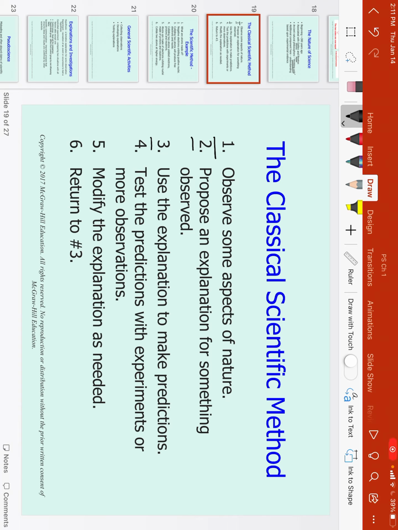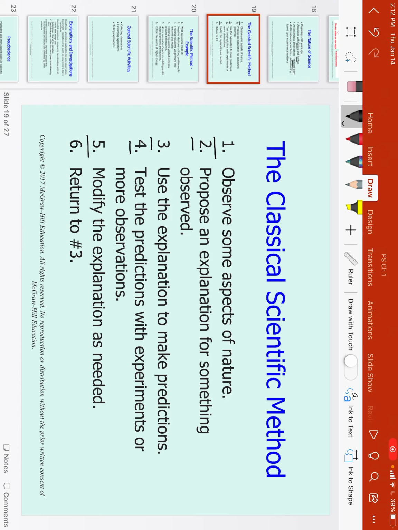And then step 3, it says you use the explanation to make predictions. So if I just get on my legs and I move one in front of the other, then I'll walk. And then the 4th thing was to actually test that prediction with an experiment. So what did they do? They let go of the table and they started walking. But did they walk? Probably not, not at first. They fell, probably.